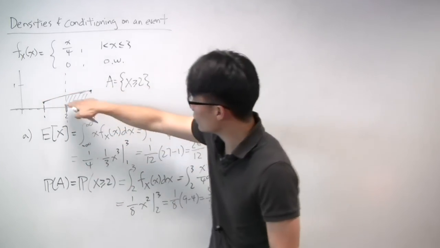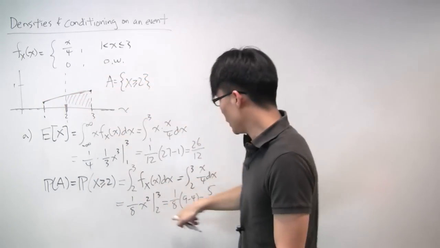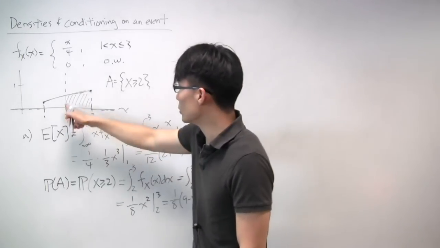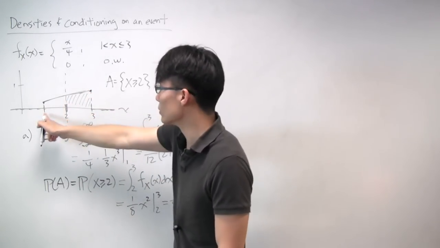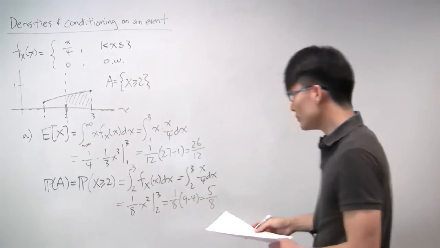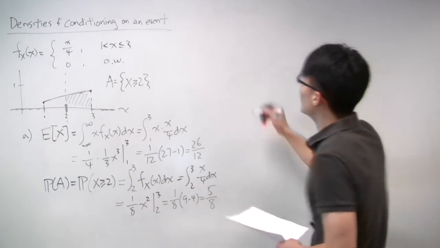But because it's skewed, again, more towards larger values, you would expect that the probability that it's at least 2 to be a little bit more than a half. And similarly, the probability that it's less than 2 would be a little less than a half. All right, so that also checks out.